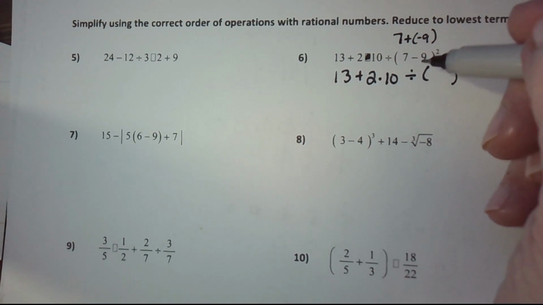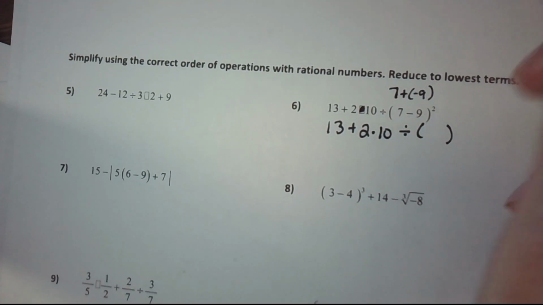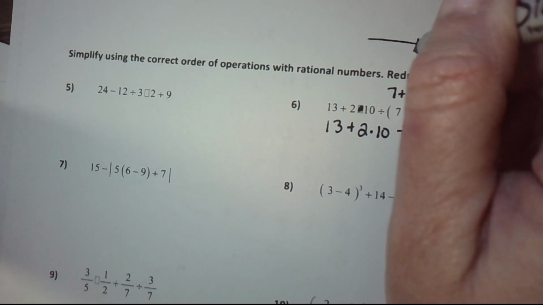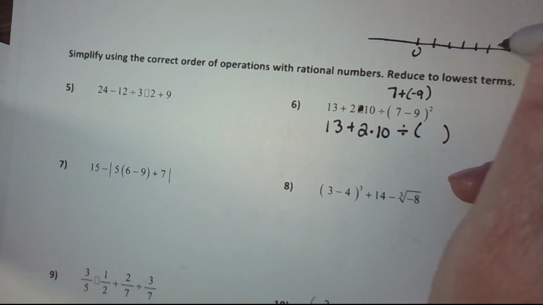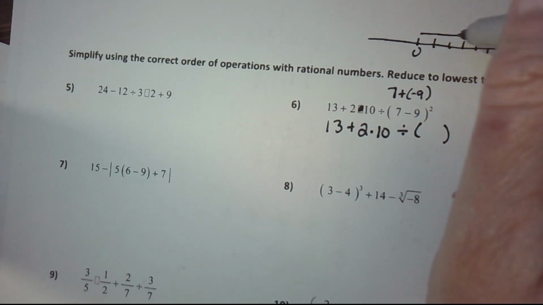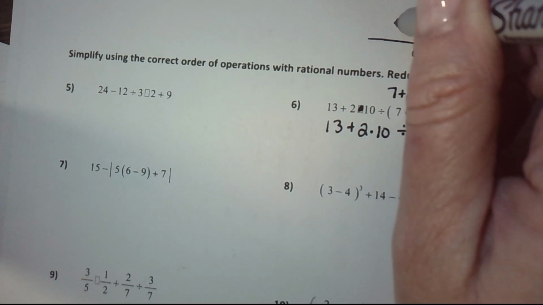If you wanted to think of it on a number line, it's 7, take away 9. So if I start here at 0, 1, 2, 3, 4, 5, 6, 7. So I have 7, but I'm going to take 9 away. That puts me on past 0.